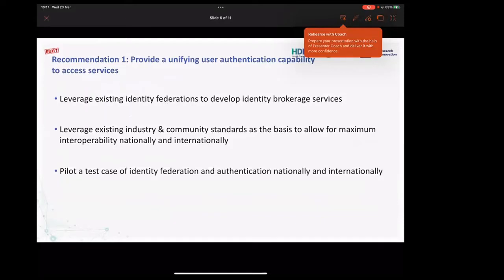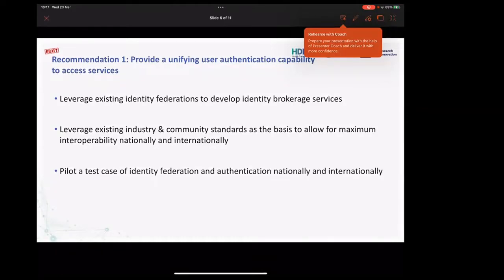The first one is to provide a unifying user authentication capability to access services. And what that means is essentially what many of you have already been using: Google single sign-on, Facebook, Twitter, all of that kind of nice stuff to access different services from multiple different sources. Again, just to emphasize, we're not saying that we need to use Google, LinkedIn, and other sources, but there are existing identity federations. So in the UK, research organizations subscribe to the UK Federation that allows them to access many university services and research services. Can we build and leverage those kinds of federations that already interoperate identities with each other?